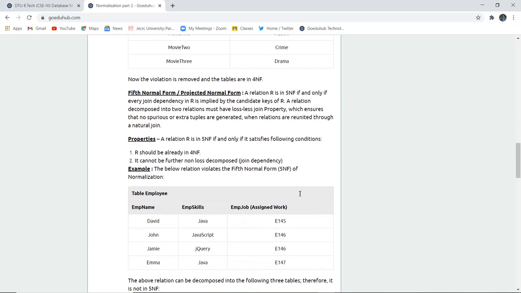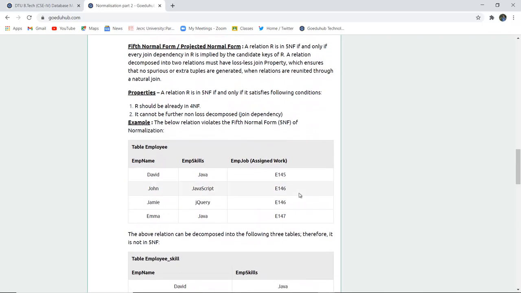The next and last normal form is the fifth normal form, or projected normal form. A relation R is in 5NF if and only if every join dependency in R is implied by the candidate keys of R. A relation decomposed into two relations must have a lossless join property, which ensures that no extra tuples are generated. That is the lossless join property, and the relations are reunited through a natural join.